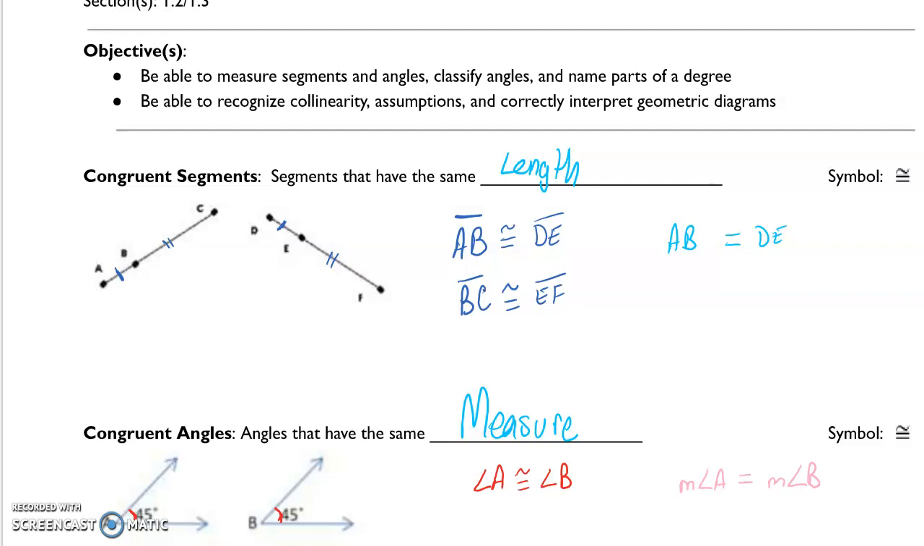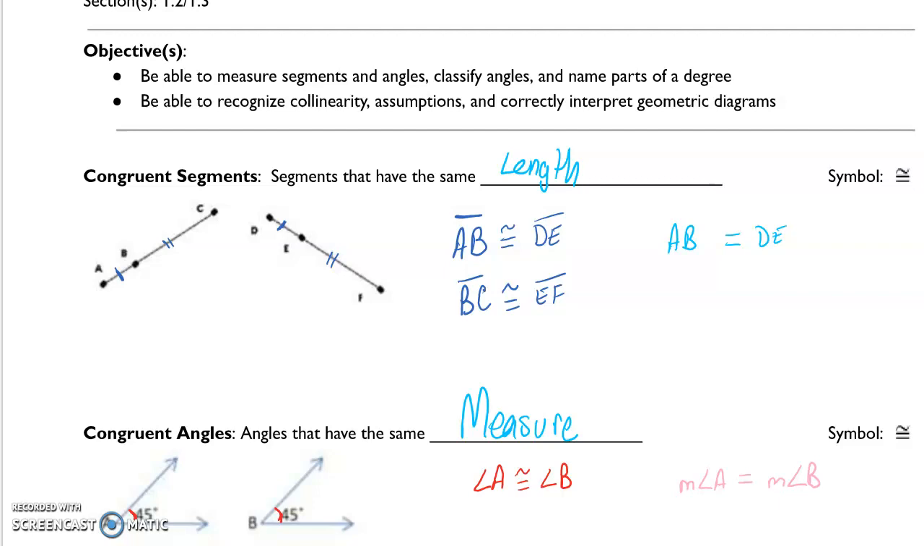So, let's start with congruence. Congruence is talked about with a lot of things. Specifically today we're going to focus on segments and angles. Congruent segments have the exact same length. Congruent angles have the exact same measure. The symbol that we use for congruence is the equal sign with that squiggle above.